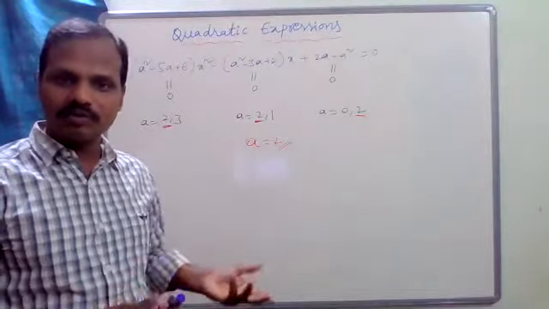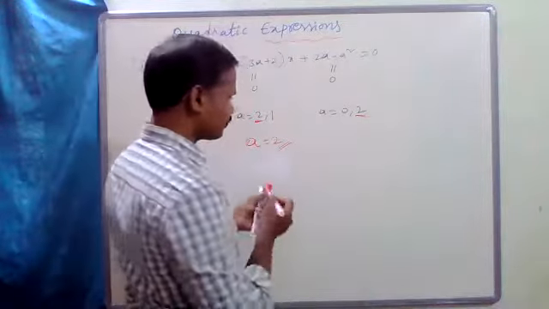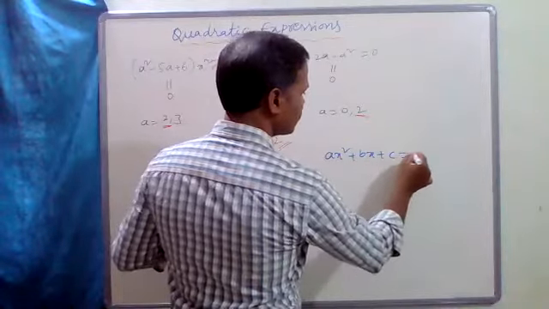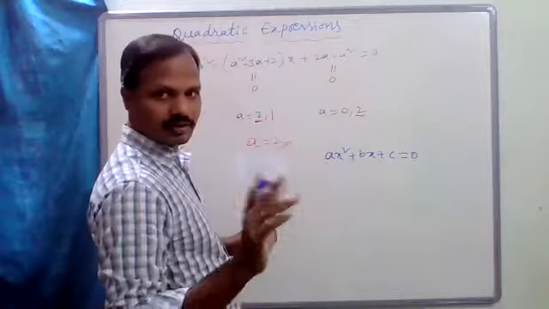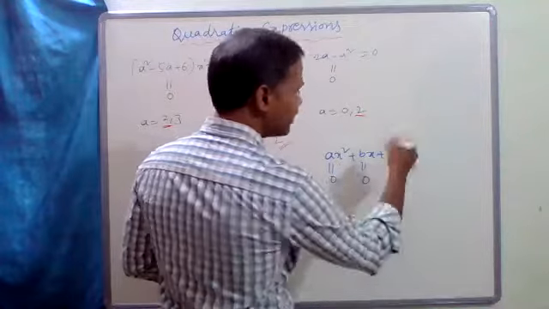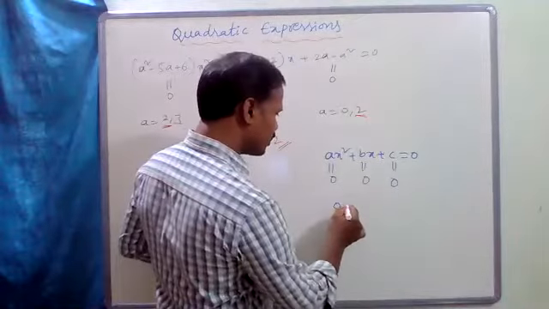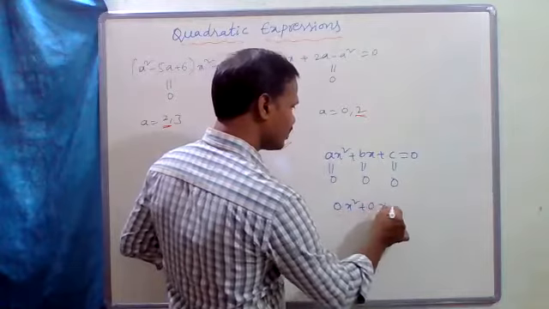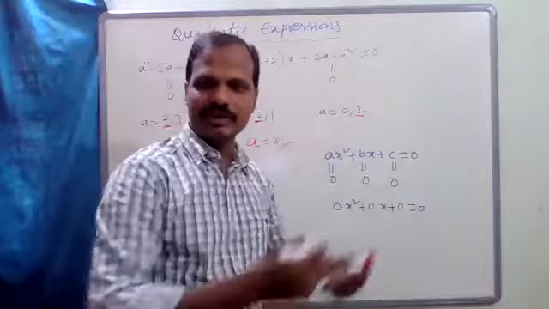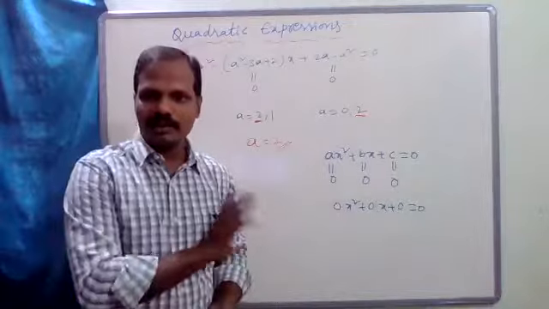That means all the coefficients must be 0. Ax square plus bx plus c equal 0. So it has 2 roots, but more than 2 roots means this coefficient must be 0. Then only it has more than 2 roots. Because if the coefficients are 0, it means 0 into x square plus 0 into x plus 0 equal 0. Now if you substitute any x value, it's satisfied. That means it has infinite number of roots. So more than 2 roots means obviously infinite number of roots here.